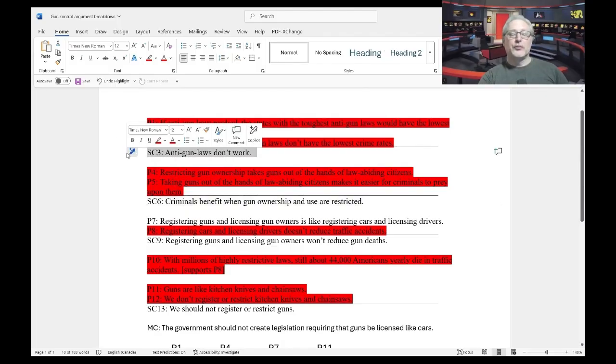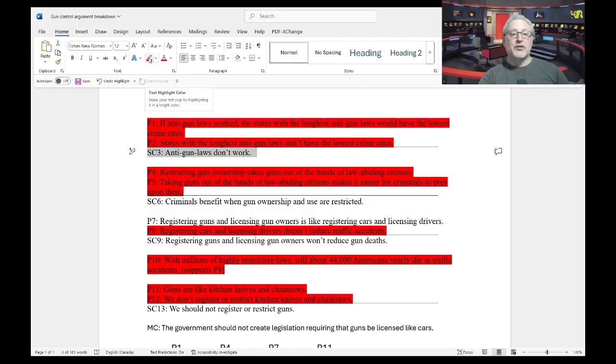Anti-gun laws don't work. Okay, well, is that obviously true? Is it doubtful? Is it unclear? This is a claim that we would not just take at somebody's word. If somebody comes up to you and says, anti-gun laws don't work, you would demand an argument in support of that. And he gave you an argument in support of that, and the argument failed. So I don't think we ought to accept this premise, which is also a subordinate conclusion.